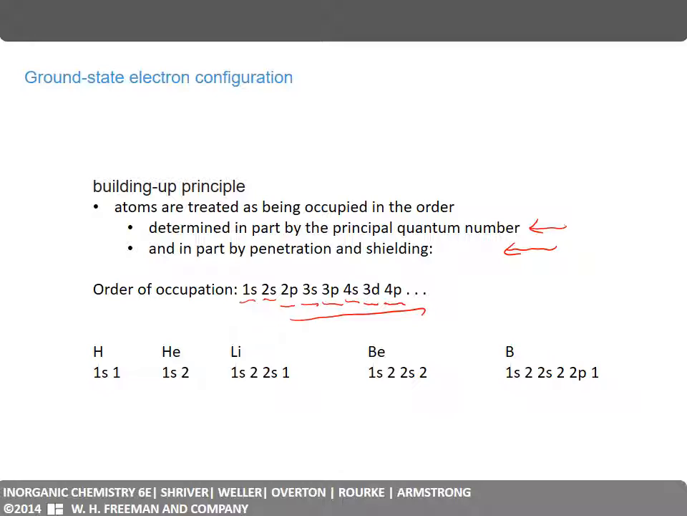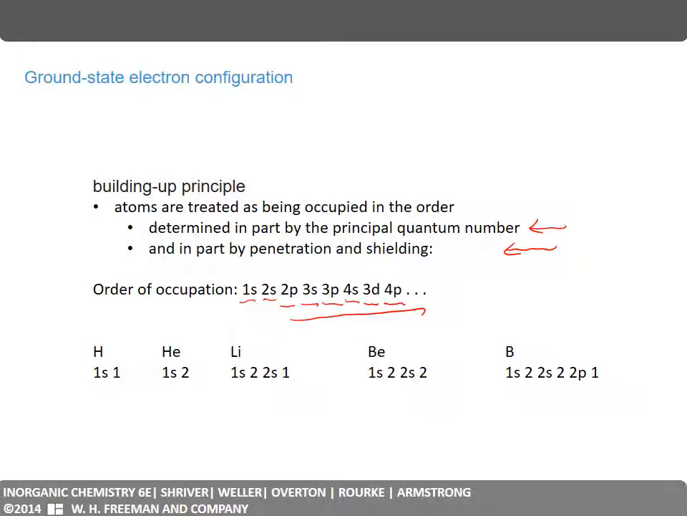We know that each orbital can accommodate up to 2 electrons. And we know that the p subshell has 3 orbitals. Therefore, the p subshell can accommodate up to 6 electrons, right? And there are 5 orbitals in a d subshell, therefore it can accommodate 10 electrons. So, having said that, let's look at the first 5 elements in our periodic table.